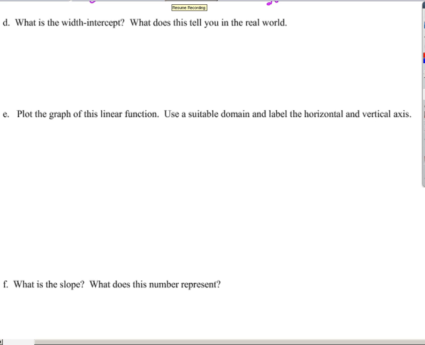So if we're going to find the width intercept here on part D, basically you go back to your original equation, right? The original equation was y equals negative 1/20th x plus 2.4. For the width intercept, which goes with y, x would have to be 0. So if x is 0, the y-intercept is going to be 2.4. So our width intercept is going to be 2.4 centimeters.